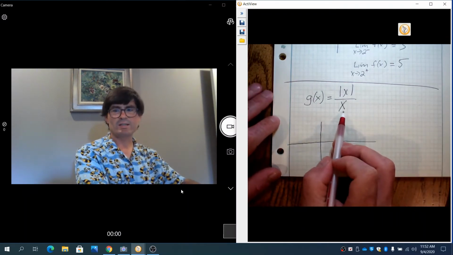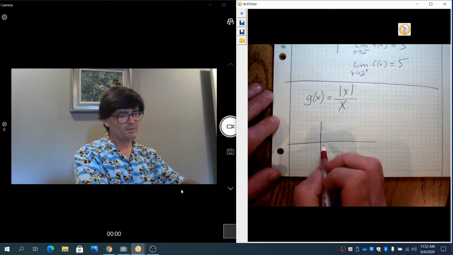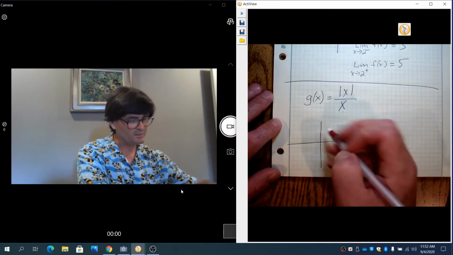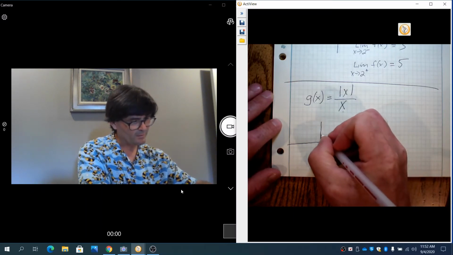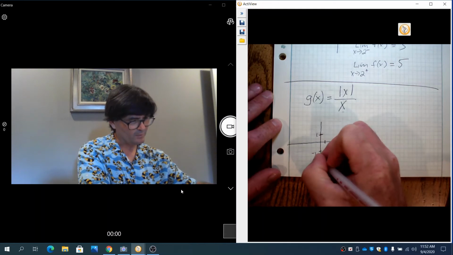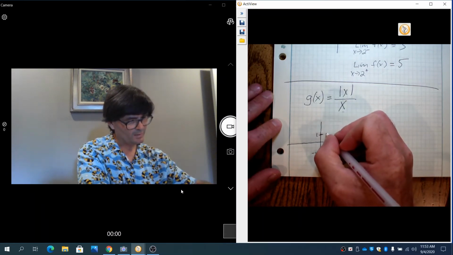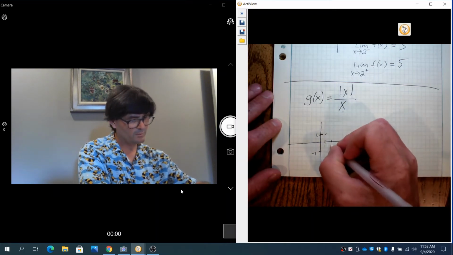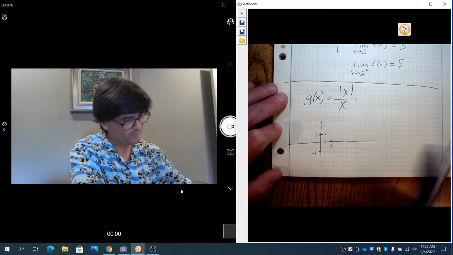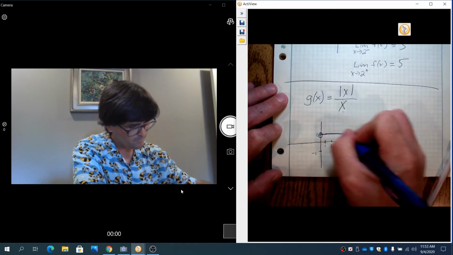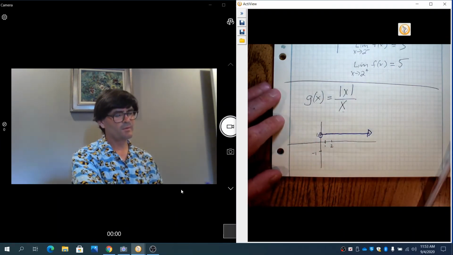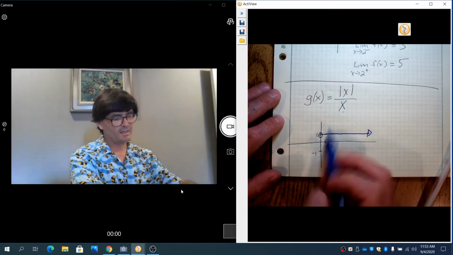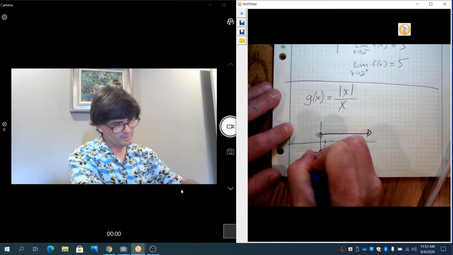At 0, this function is undefined, so nothing at 0. But if you put in positive 1 for x, you would get 1, a dot right there. If you put in positive 2, the absolute value of 2 over 2 is 1. Basically, you have an open circle at 1. It goes that direction. At negative 1, the absolute value of negative 1 is 1, over a negative 1 makes a negative 1. So this side goes like that.